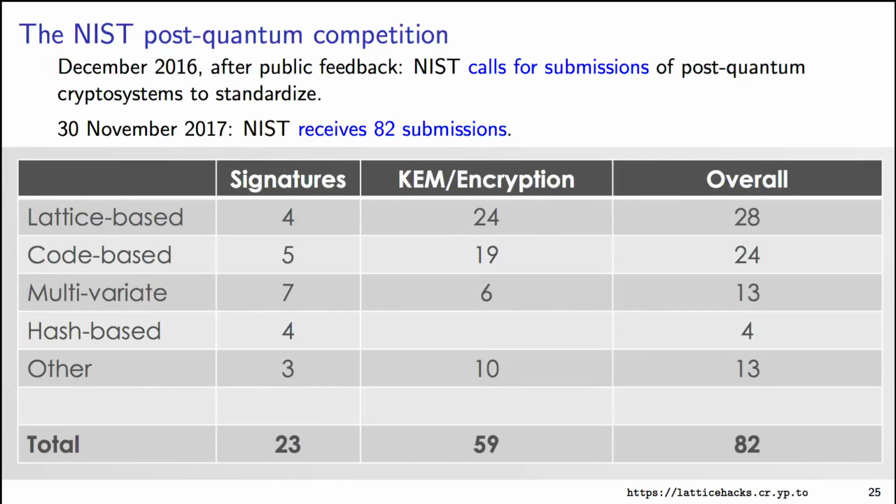So what do we do about this? Well, post-quantum cryptography, there's lots of replacements for RSA that we don't know how to break with quantum algorithms, like Shor's algorithm. And NIST a year ago called for submissions of proposals for standardization. And the deadline was the end of last month. They got 82 submissions. And they put up this table which was classifying these submissions into lattice-based, code-based, multivariate, hash-based. You can see the numbers for encryption and signatures, numbers of submissions.